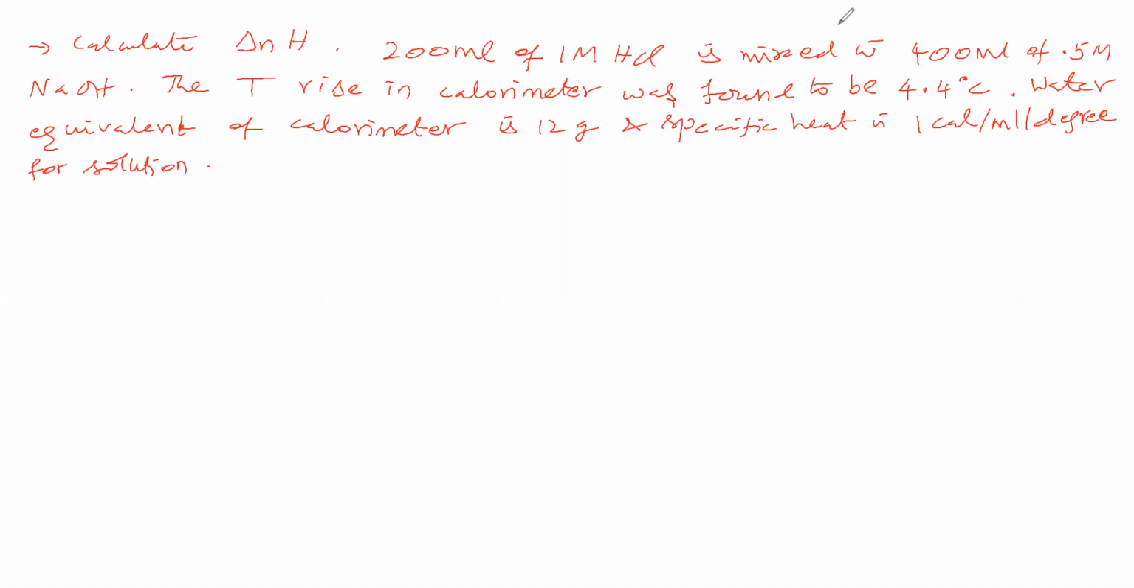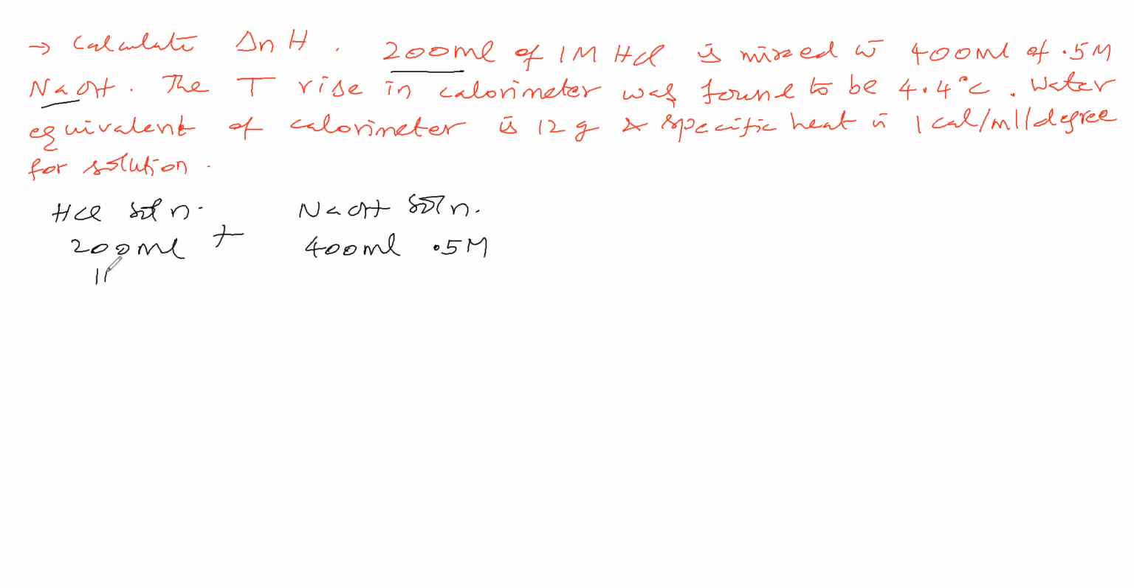Okay, now how to find this, we will see. What are the solutions taken? One is HCl solution, 200 ml. Then we have taken sodium hydroxide solution, 400 ml, with concentration 0.5 molar. HCl is 1 molar. Now in the resultant solution, what will be there, that we will see.